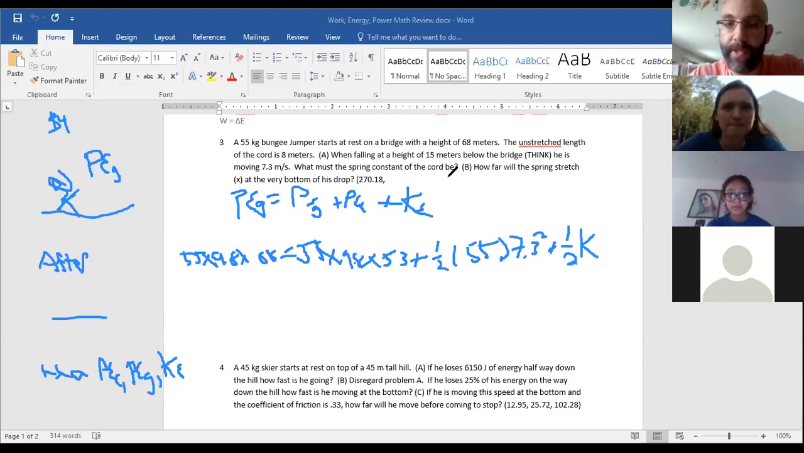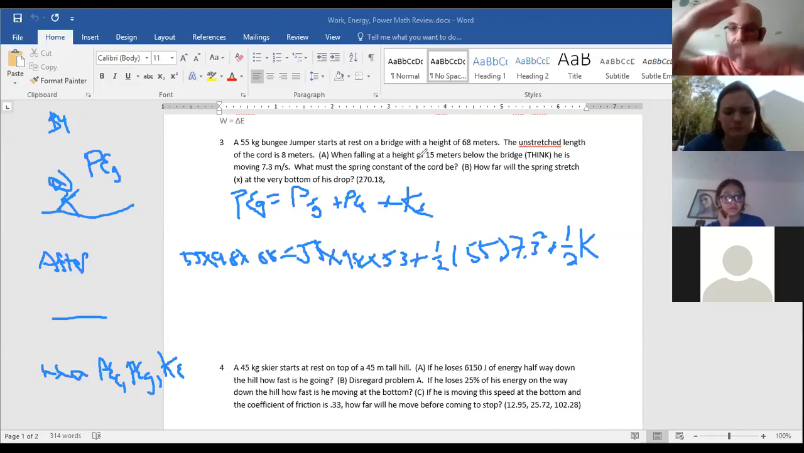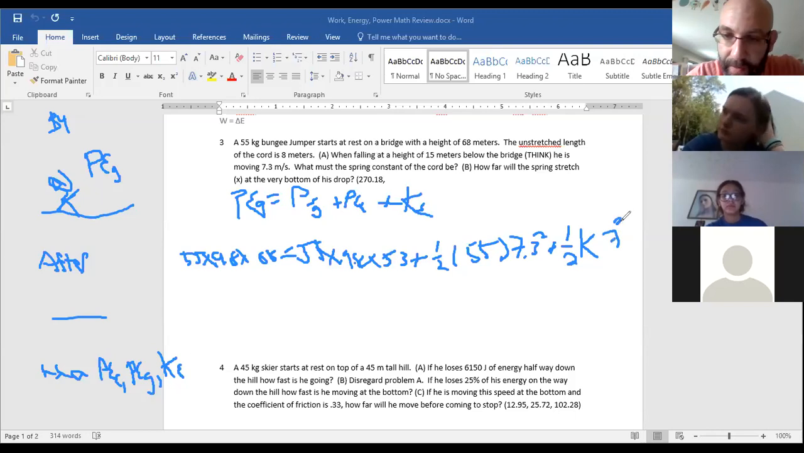The cord, so the person has fallen 15 meters, but the cord is 8 meters long without stretching. So like the cord by itself is already 8 meters long. If the cord is 8 meters long, it hasn't stretched yet. So the distance isn't 15, it's actually 7. The first 8 meters, nothing happens. The next 7 meters, that's where the cord actually starts to kind of expand like an accordion out. So this distance is 7 squared.